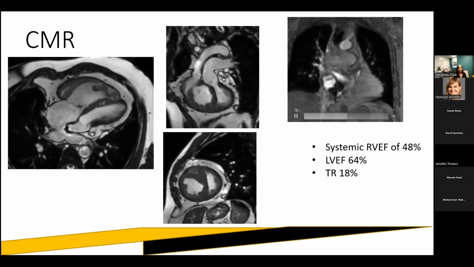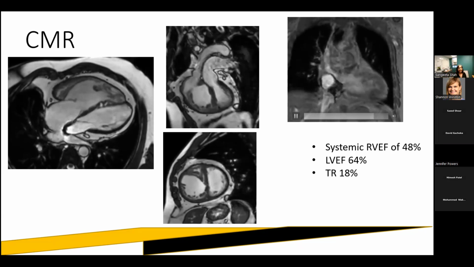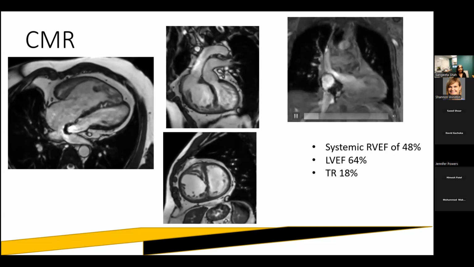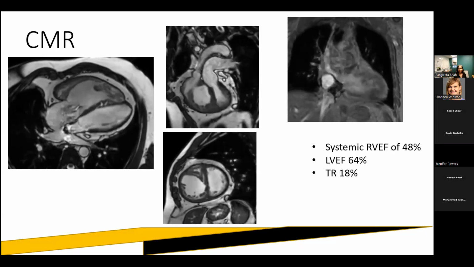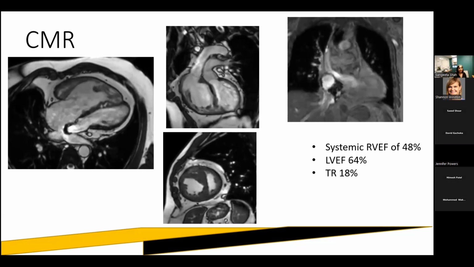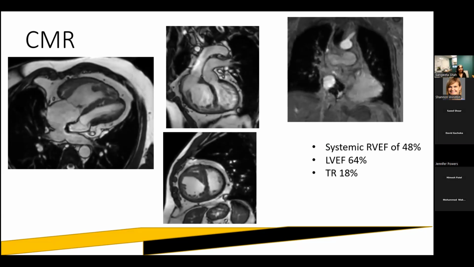I'm just showing this picture because we are always looking for baffle integrity. And this is your SVC baffle that is not stenotic. And here's the stent in your IVC baffle. Here are the numbers by cardiac MRI: RVEF 48%, not bad. LVEF 64% and tricuspid regurgitation of 18.